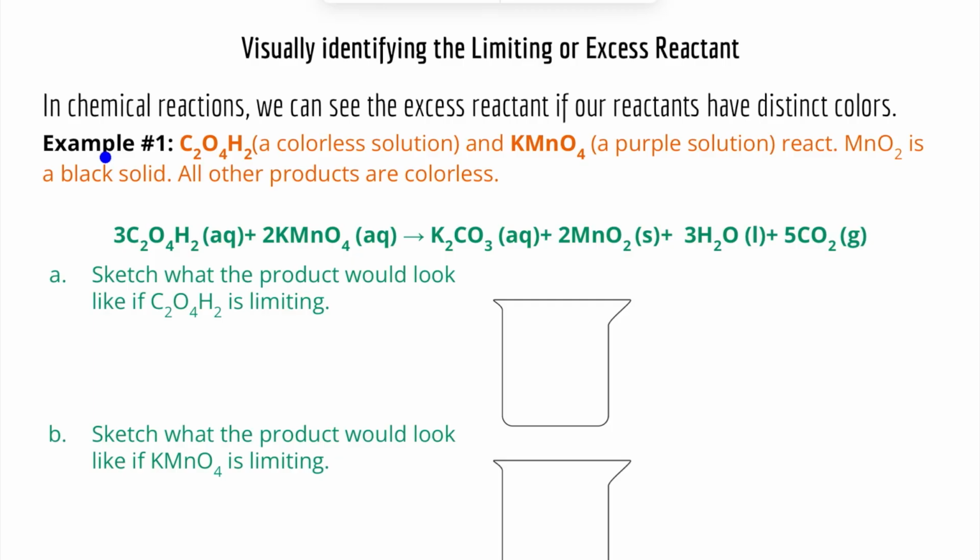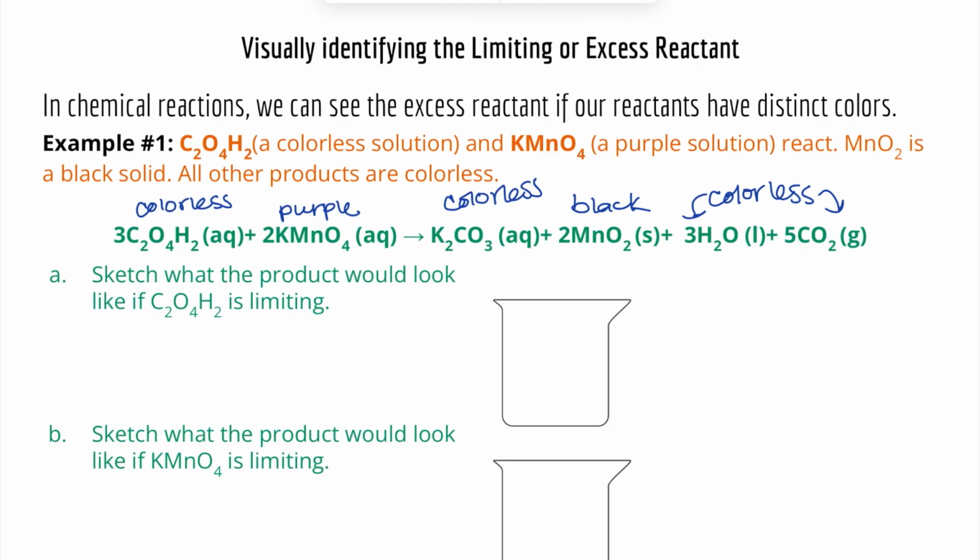So if we look at this example, we have C2O4H2, a colorless solution, and KMnO4, a purple solution, that are going to react. So notice here are our reactants. This is colorless. This is purple. Aqueous, we see that those are solutions. MnO2 is a black solid, and so that's one of our products. That's a black solid, and then let's assume all other products are colorless. And so these are going to be colorless as we look at our products.